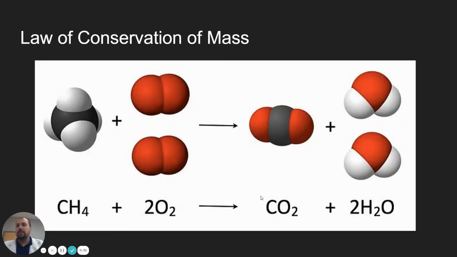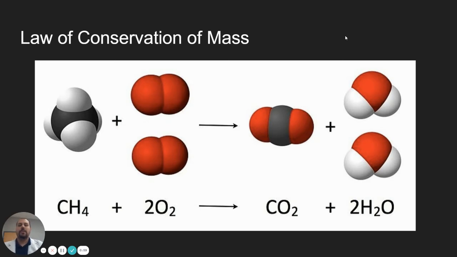So here's an example of a chemical reaction. If you look, there's one carbon on the left and one carbon on the right. These are called the reactants, and these are called the products. There are 4 hydrogens on the reactant side and 4 hydrogens on the product side. There's 1, 2, 3, 4 oxygens on the reactant side, and 4 oxygens on the product side.